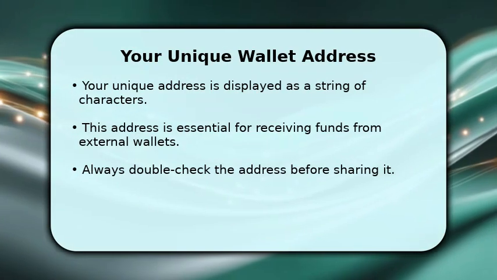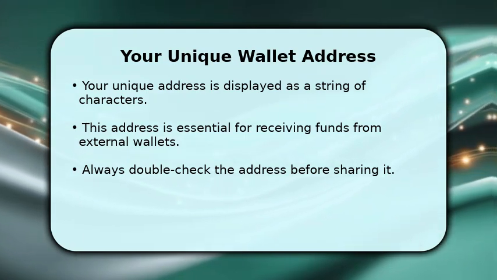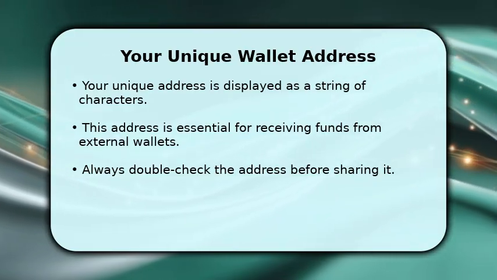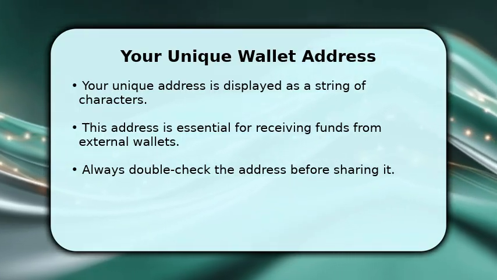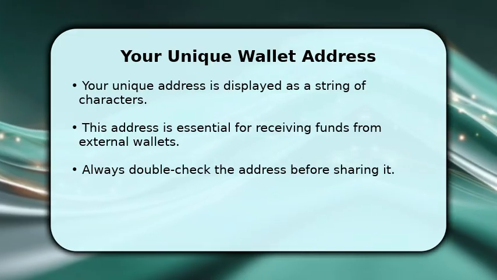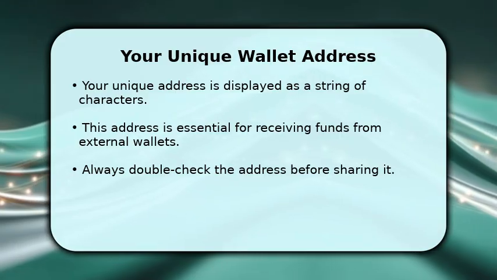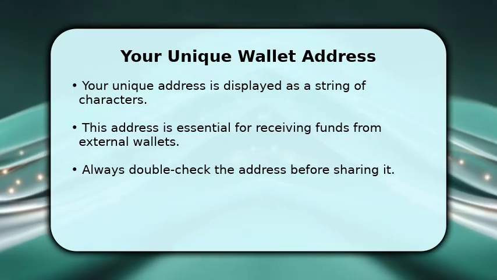Once you tap Receive, you will see a unique string of alphanumeric characters. This is your specific crypto wallet address for the chosen currency. It acts like an account number, allowing others to send digital assets directly to your Revolut account. Remember, each cryptocurrency has its own distinct address, so ensure you are viewing the correct one. Always verify every character before proceeding.